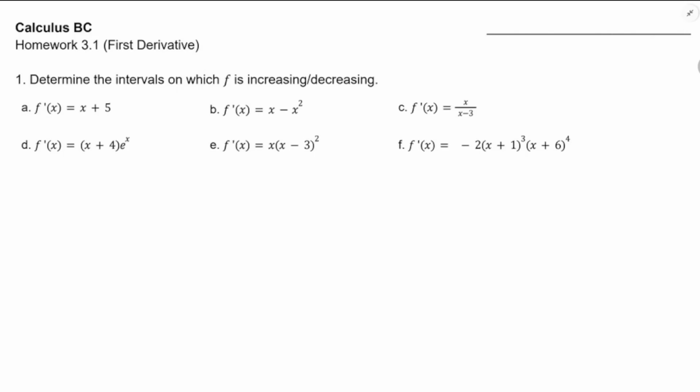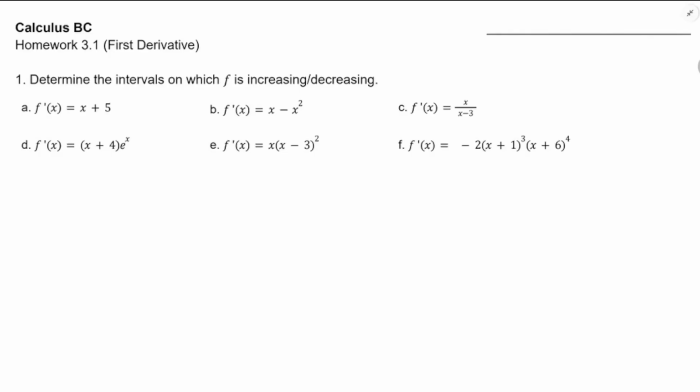Alright, in this video I'm going to be working BC Homework 3.1. We're going to be using the first derivative to determine things like where a function's increasing, decreasing, and maybe where it's got maxima or minima, and maybe some other stuff too. Alright, so here's an equation for f prime, determine where f is increasing or decreasing.